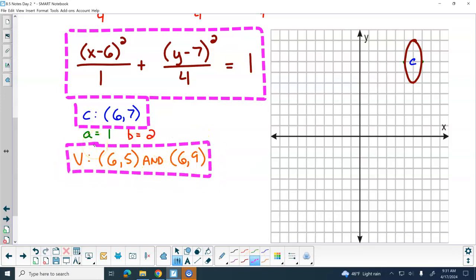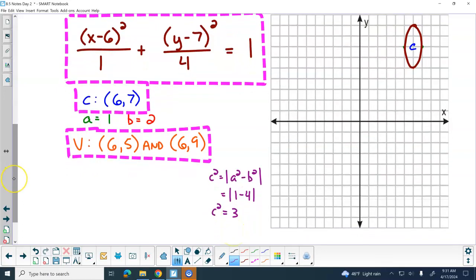We also need to find the foci. What's the equation for the foci? Absolute value of a squared minus b squared. Okay. So that's going to be 1 minus 4. 1 minus 4 is negative 3. Absolute value of negative 3 is 3. So my C value then is going to be square root of 3. Agree?